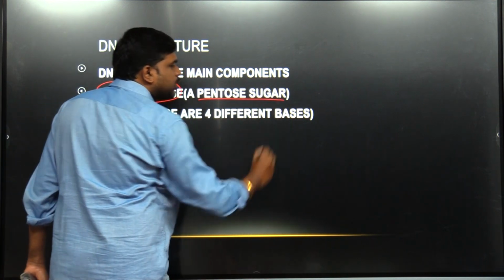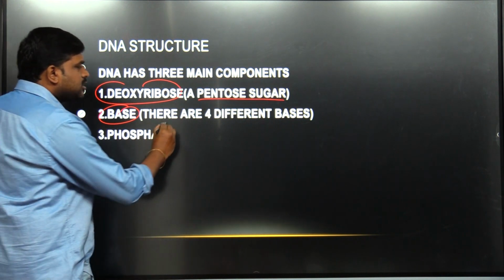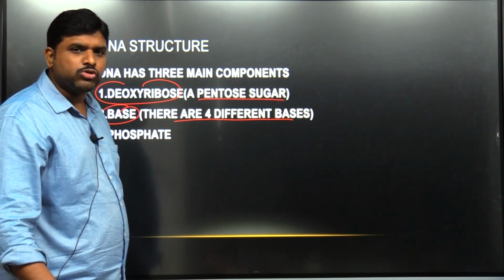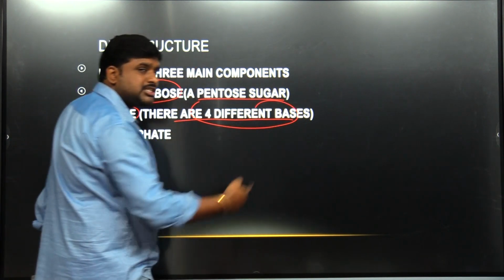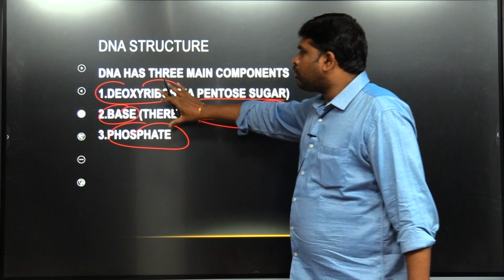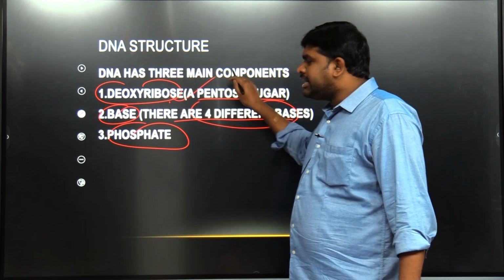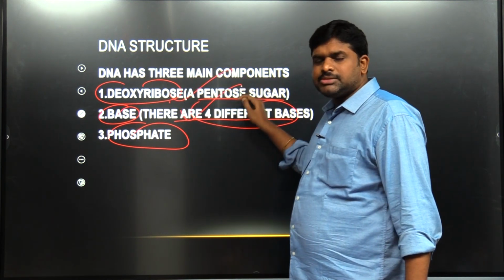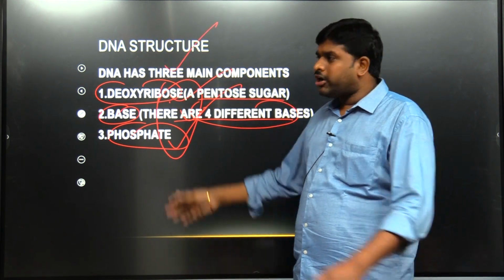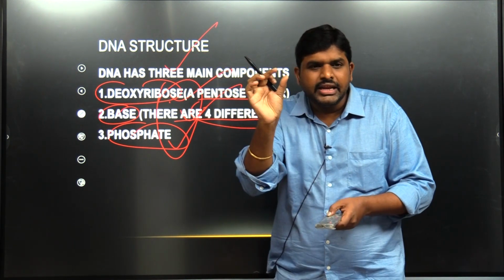Deoxyribose, which is a pentose sugar molecule. Base, which is called a nitrogenous base. There are four different bases: adenine, thymine, guanine, cytosine. Phosphate or phosphoric acid. So every nucleotide, or DNA, has three components: deoxyribose, nitrogenous base, and phosphate. These three combine to form a nucleotide. The combination of nucleotides is called a DNA.